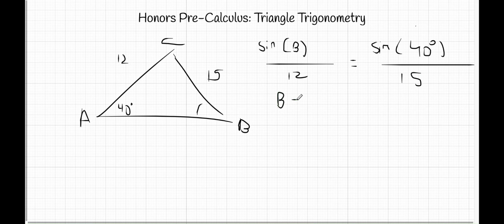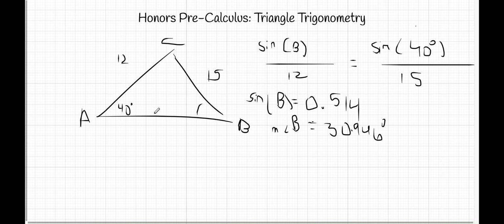And if you were to solve this, you'd get sine of B is approximately 0.514, which leaves measure of angle B to be 30.946 degrees. Now that's all well and good. That would be this angle right here. I'm just going to approximate it as 31 degrees in this diagram here. But that's only one of the possible solutions, or it could be.